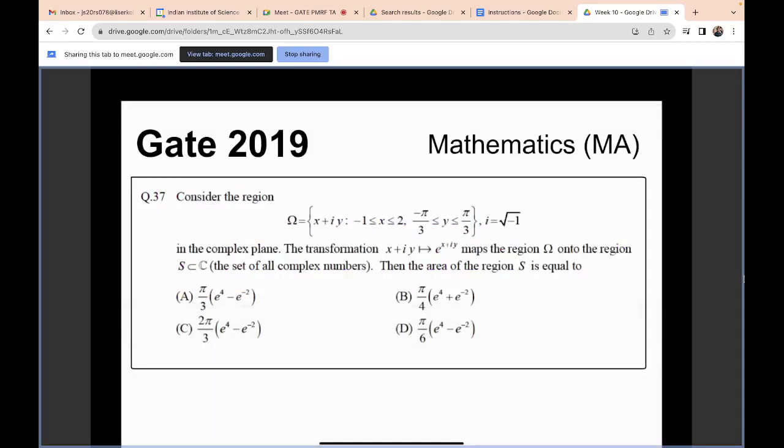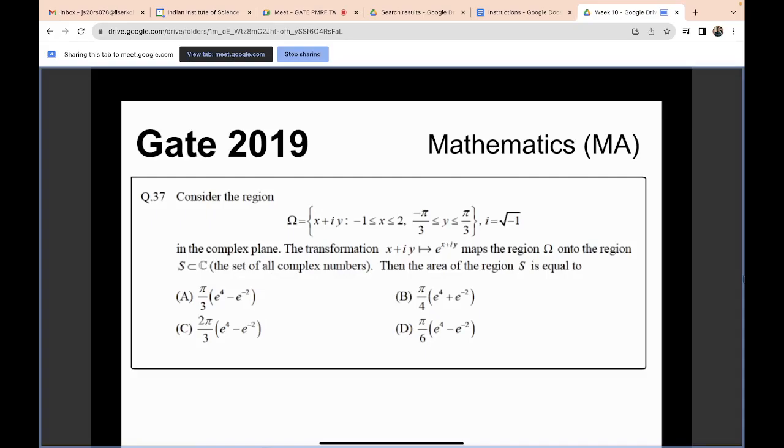Okay, so today we'll solve a GATE 2019 question. This is a question from complex analysis. This is question number 37. What is it saying? A region omega is given, x plus iy such that x lies from minus 1 to 2 and y lies between minus pi by 3 to pi by 3.